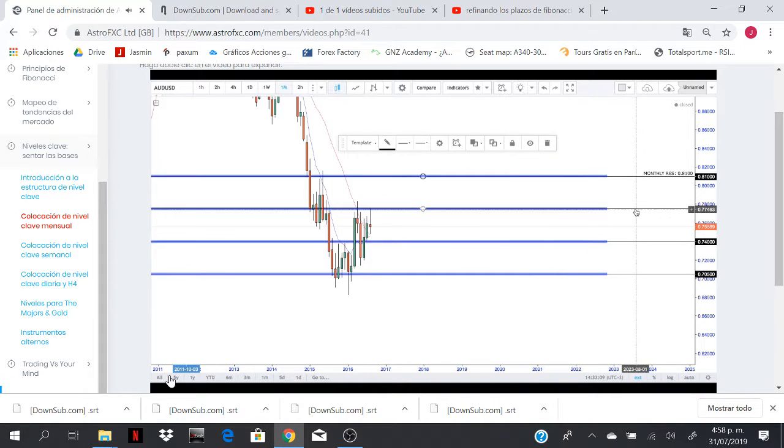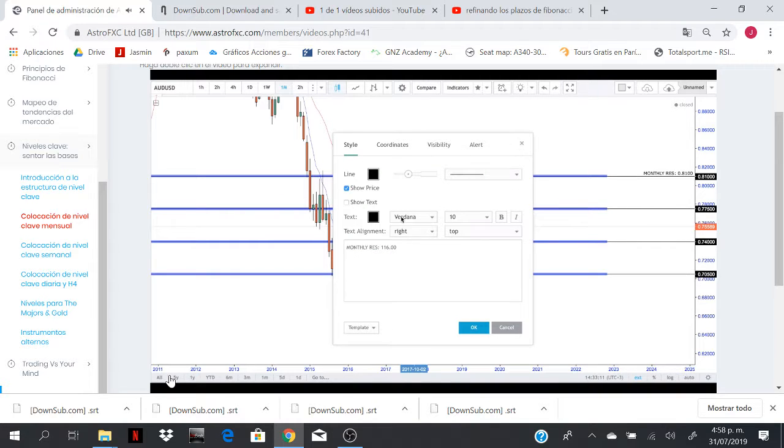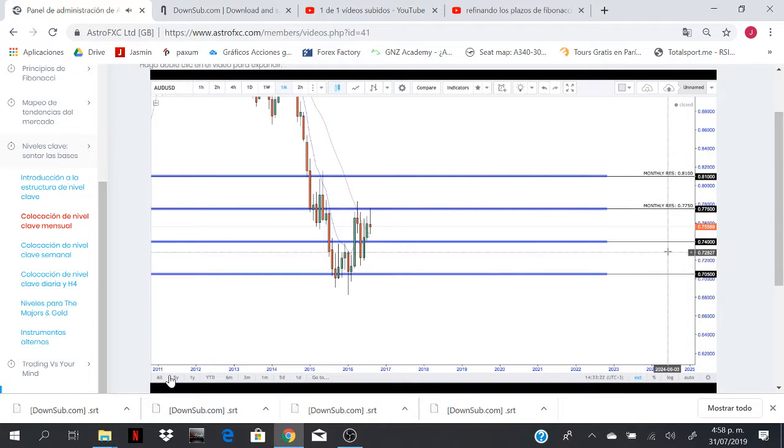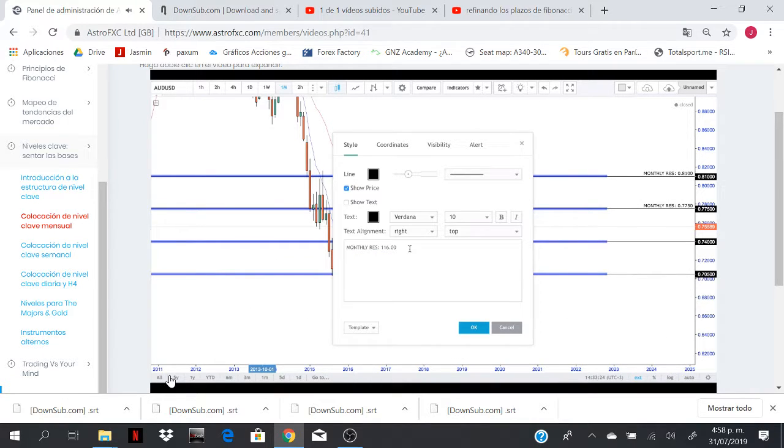Okay. Then we go to the next one. Show text. This is monthly resistance, 0.7750. Okay, that one's done. And by the way, guys, I always like to have this in capitals. So it's monthly, RES for resistance and SUPP for support. As so, SUPP.